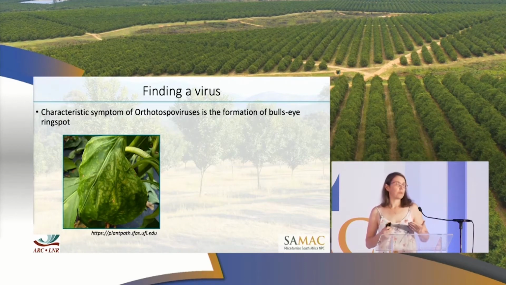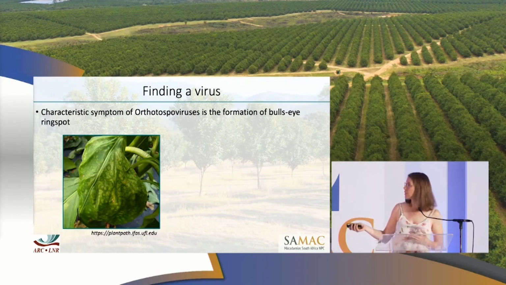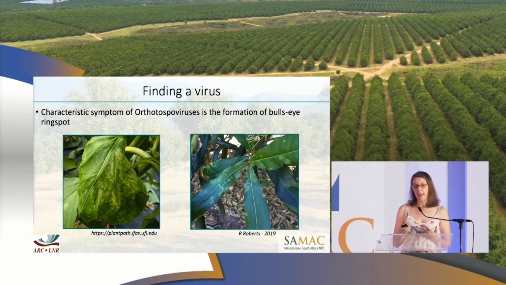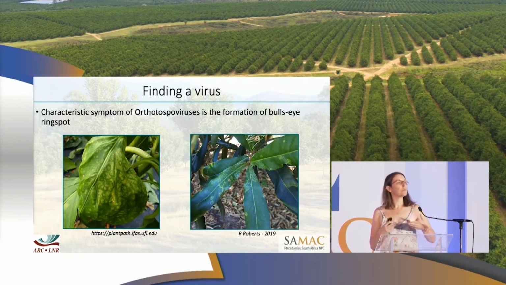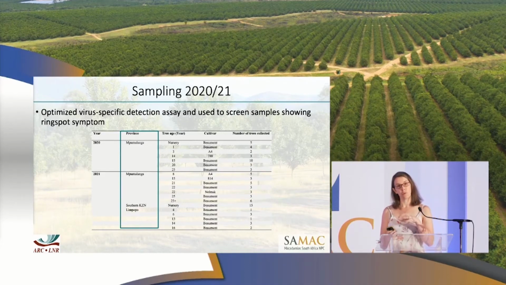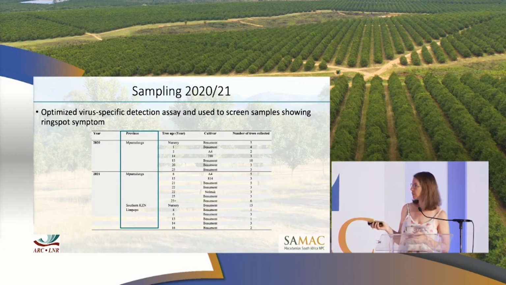So what we know about orthotospoviruses is that they cause this concentric ring spot symptom on the plants which they infect. And we know that we actually saw this when we were in the orchards. So we decided to maybe try and explore this to see whether or not there's a correlation between this ring spot symptom that we're seeing out in the orchard and our virus. So we optimized the virus-specific test for this virus, for the detection, and came back and did some sampling in 2020, once again focusing mainly on the Mpumalanga Lowveld.